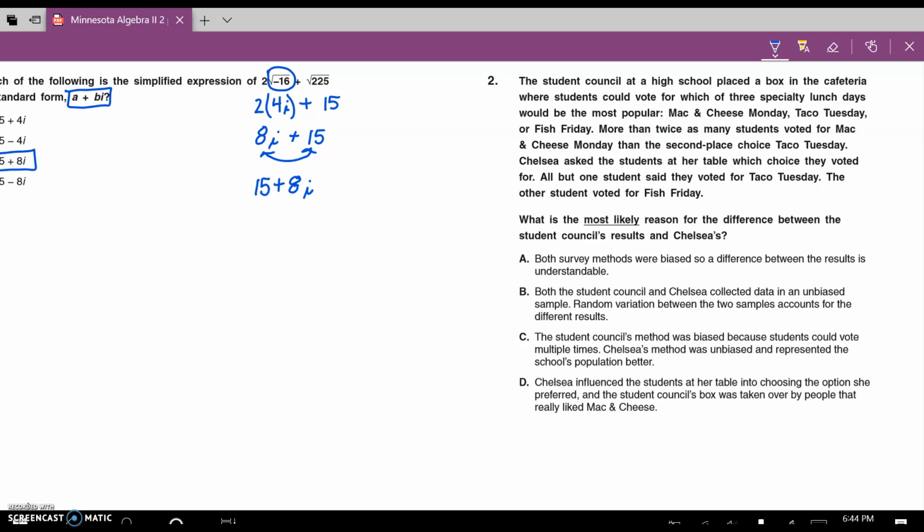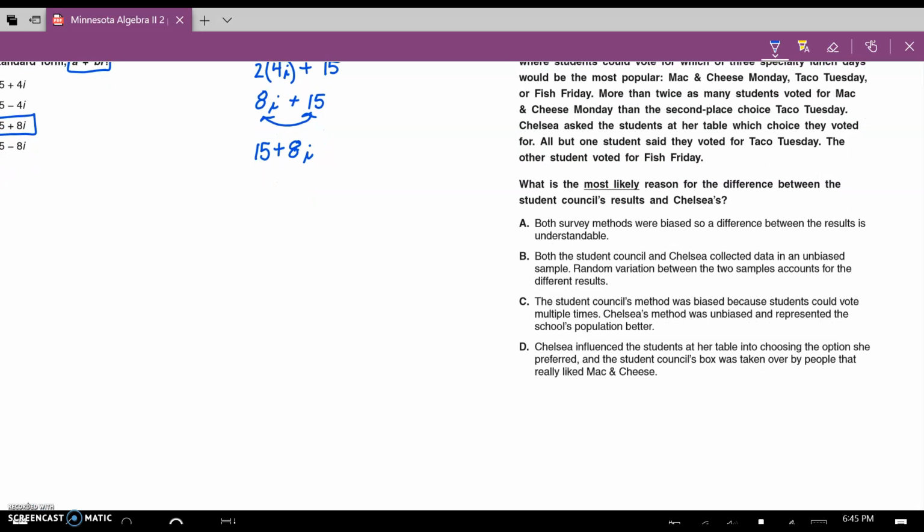And so answer choice A says that they were biased. So a difference between the results is understandable. So first we're going to talk about what does the word biased mean. So if you look at all of the other answer choices, they have the word unbiased. So unbiased actually means neutral. So that means that you don't have one side or the other. You're just completely neutral, okay? The results aren't going to be for one side or the other.